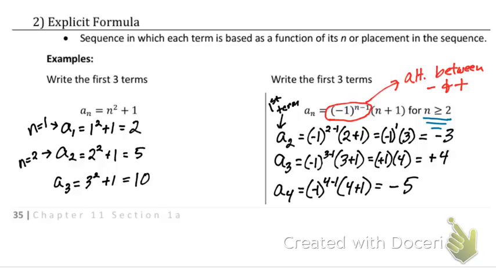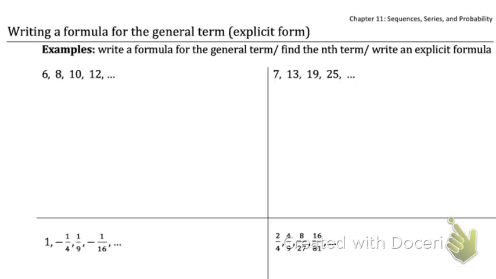All right, so that's explicit formula. We're going to talk about how to write an explicit formula. So writing formulas for the general term. So we're writing a formula for the general term, find the nth term, write an explicit formula. All three of those stand for the same thing. Come up with this equation. So however I phrase the question, no matter what one of those I'm doing, I'm actually asking you for the exact same information. So we're going to write just a general formula for this.